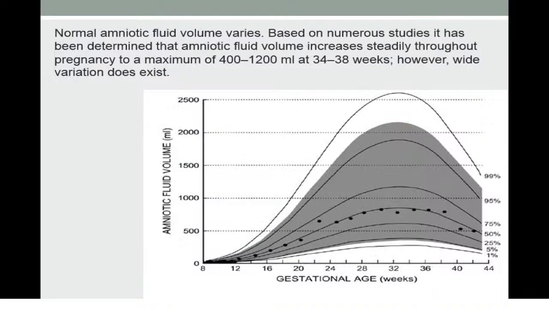Normal amniotic fluid volume varies. Based on numerous studies, it has been determined that amniotic fluid volume increases steadily throughout pregnancy to a maximum of 400 to 1,200 milliliters at 34-38 weeks. However, wide variation does exist.